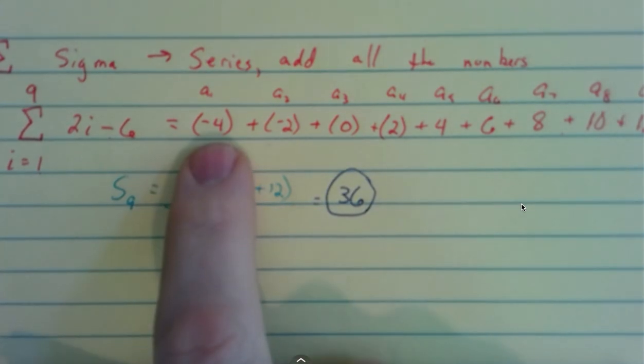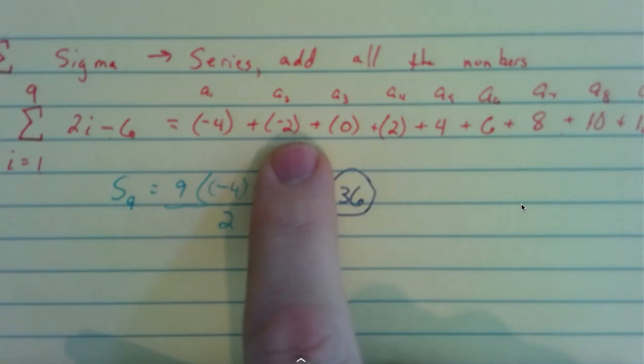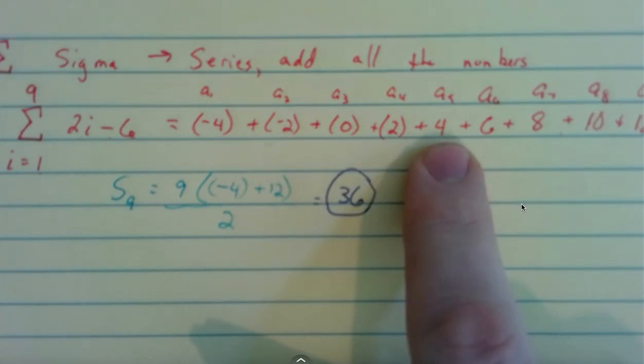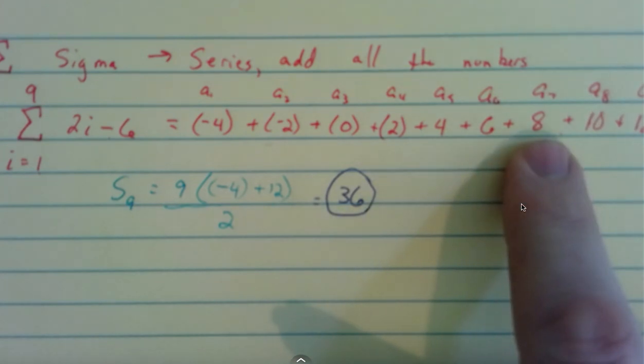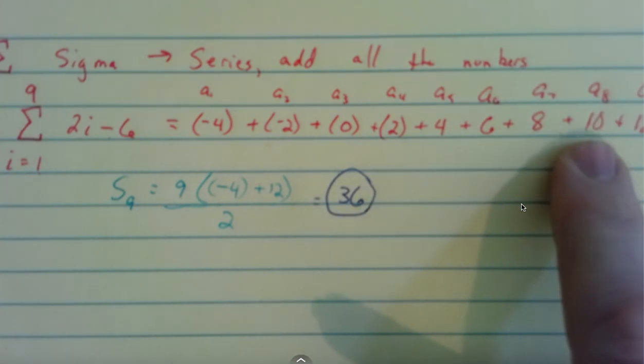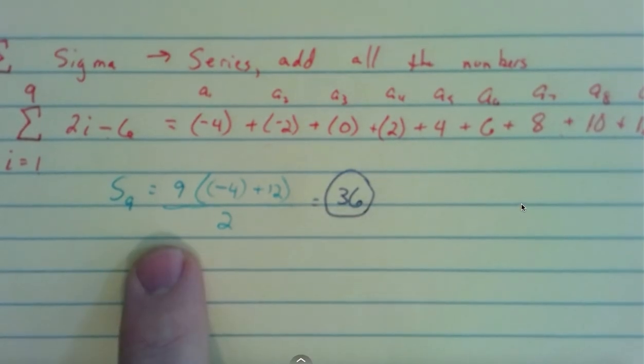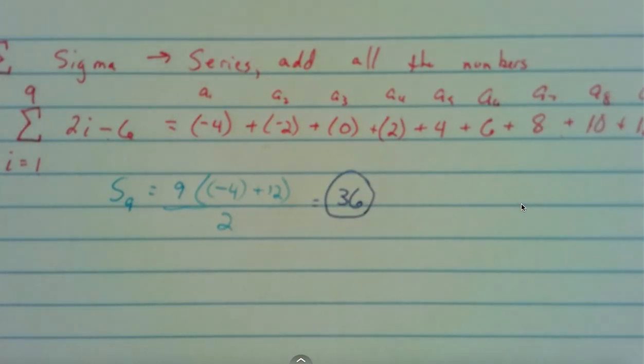Negative 4 and negative 2 is negative 6. Negative 6 and positive 2 is negative 4. And positive 4 is 0. And then 6 plus 8 is 14. 14 and 10 is 24. 24 and 12 is 36. So again, this is always the quicker way to go.